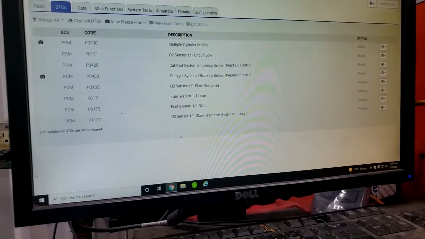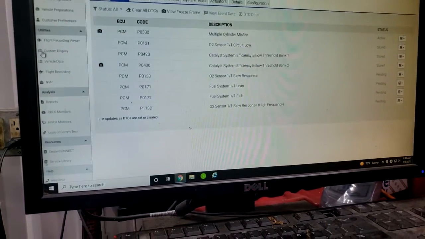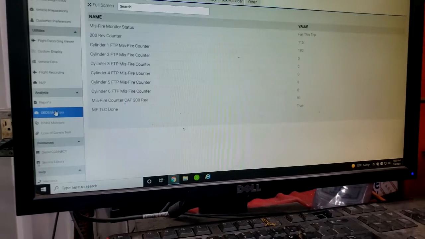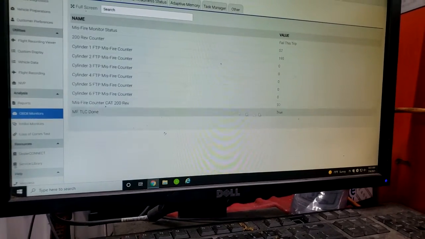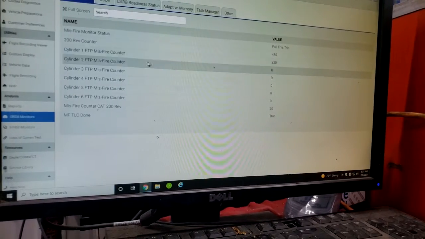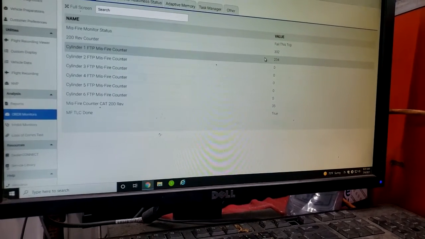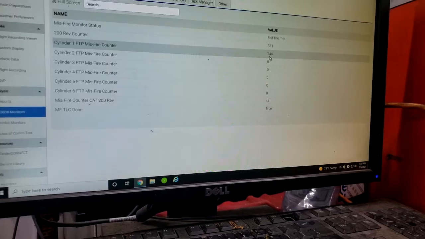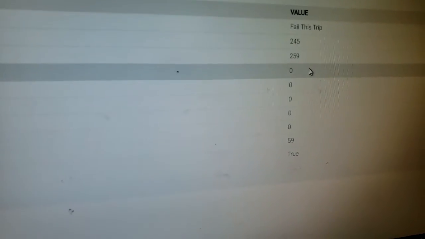In fact, let's go over and see if we can determine which cylinder is misfiring. I know the computer picked up multiple, but looking at this, guys, wow, you can see a counter on cylinder 1. I have a misfire in cylinder 1. Y'all see that? Let me come up closer.